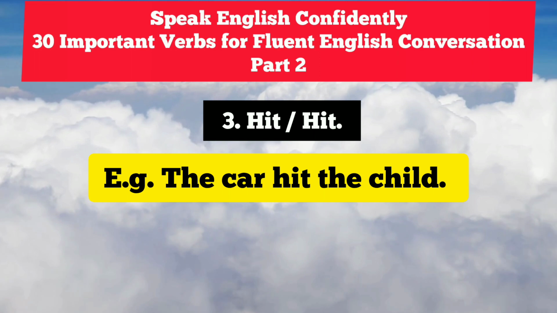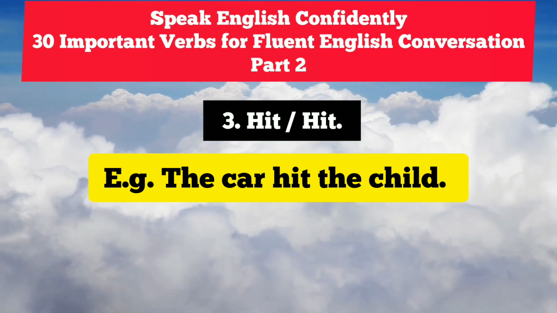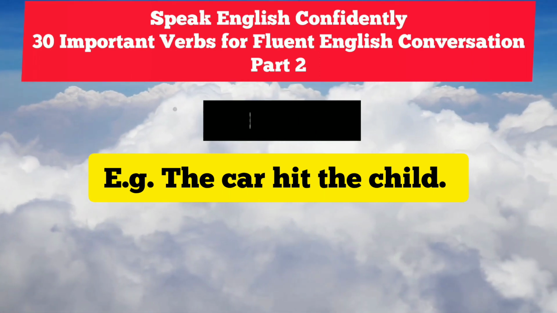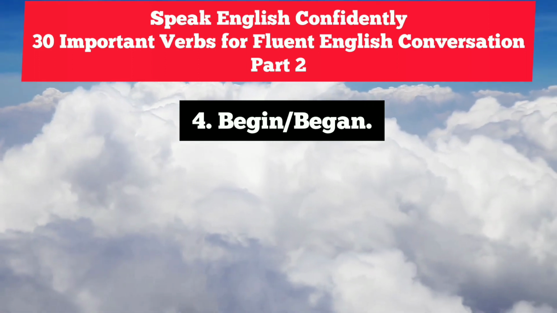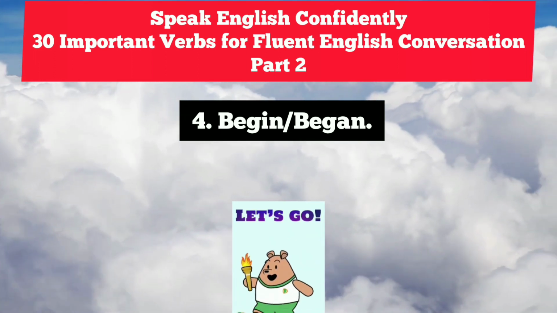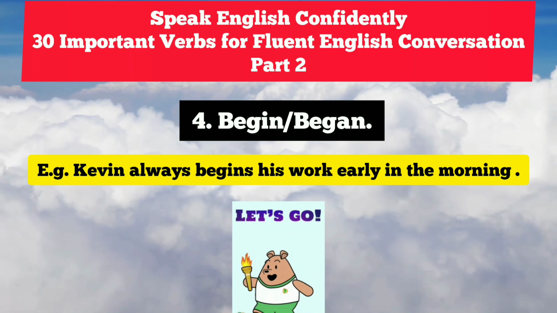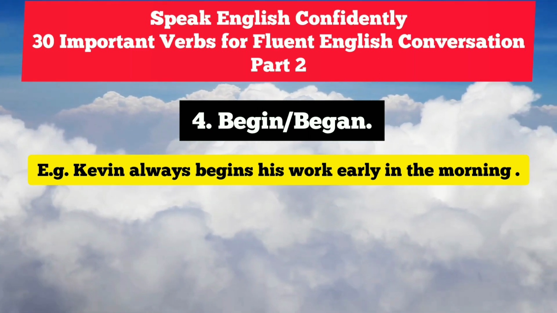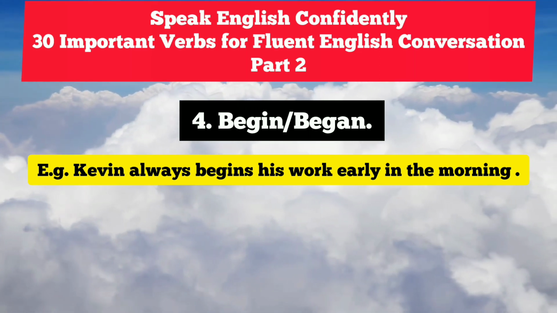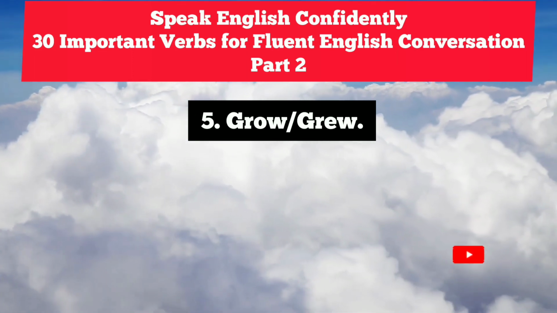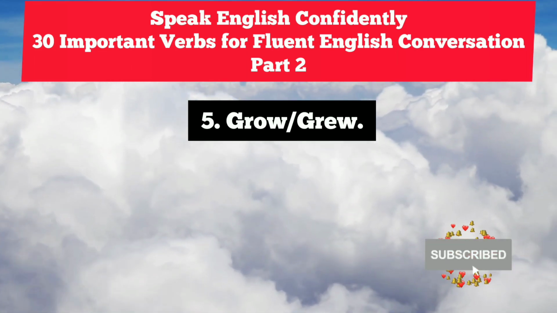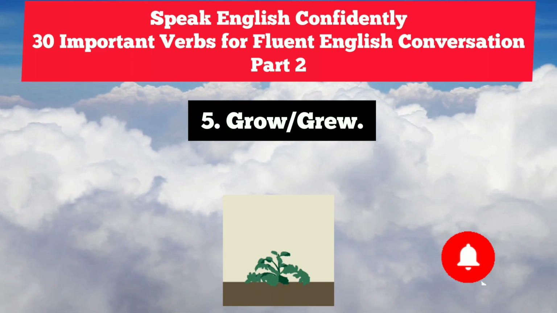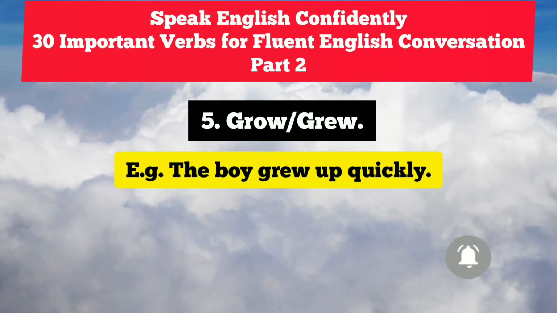So up next, we are going to focus on the fourth one, which you see on your screen is begin, and the past is began, right? So let's see how to use this. Kevin always begins his work early in the morning, right? So up next, we are going to focus on the fifth irregular verb for today, that is grow, and the past is grew. So let's see how to use this. The boy grew up quickly.